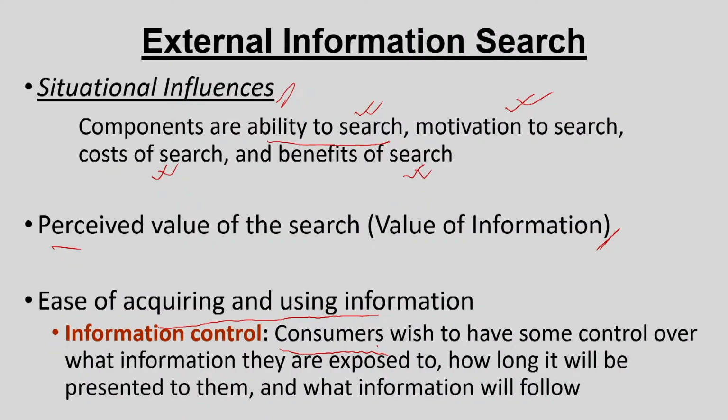Now within this ease of acquiring, there is something called information control. Consumers wish to have some control over what information they are exposed to, how long it will be presented to them, and what information will follow. When I am giving product related information, I should be very certain of what information I am giving, how they are related, and how long the information is.